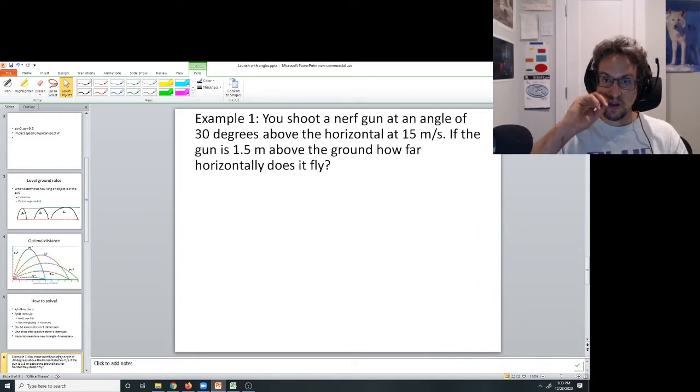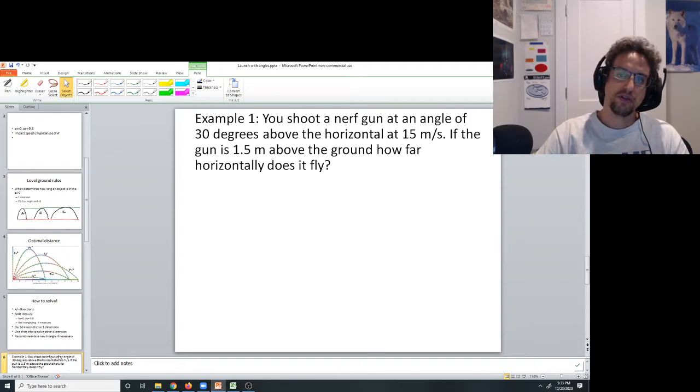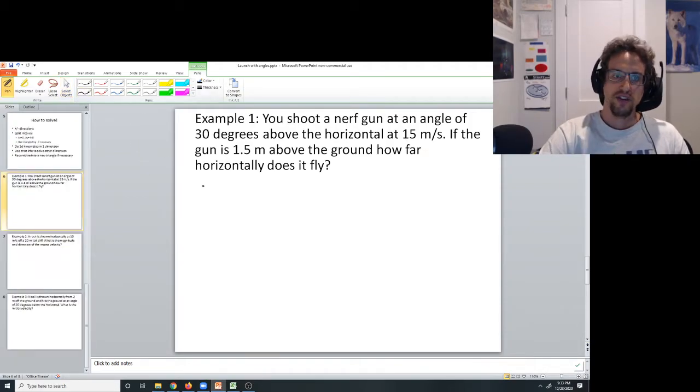So the first one, we shoot a Nerf gun at an angle of 30 degrees above the horizontal at 15 meters per second. If the gun is 1.5 meters above the ground, how far horizontally does it fly? Okay. So we always want to start with, right, we got our little table of values.